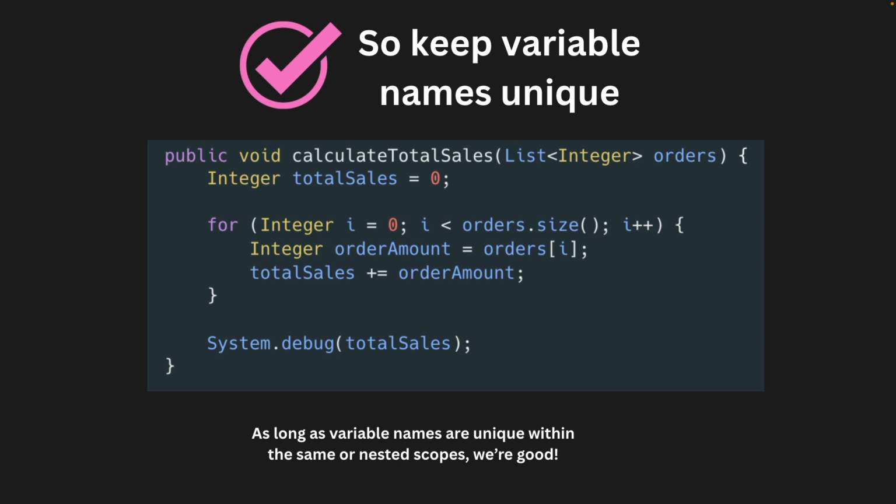Instead, it's a good idea to keep those variable names unique. This will allow the code to compile, but also as a reader of the code, it makes it a lot more clear what we're trying to do and what we're trying to reference. So in this case, we kept total sales at the method level, but inside the for loop, we changed that variable name to be called order amount and to represent order amount. Now it makes it really clear that the element inside the order list is an order amount, and we want to add that to our total sales and eventually debug that once the for loop is done running. And as long as variable names are unique within the same or nested scope, we're good.